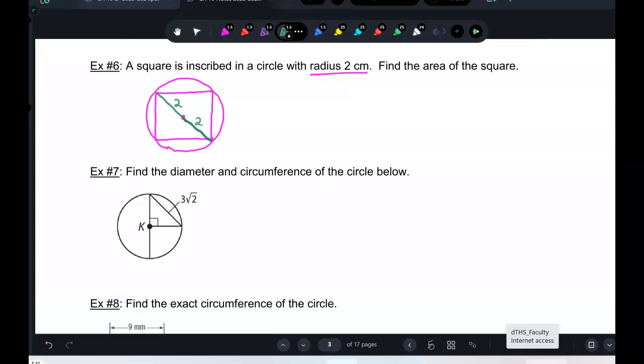Is it like the 45? So this is a 45, 45, 90. If the hypotenuse is 4, then each side is going to be 2 root 2. Because we take the hypotenuse and divide by root 2. Wait, how do we figure out the hypotenuse?